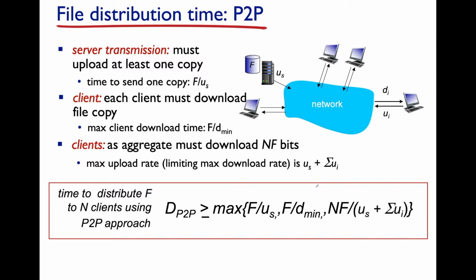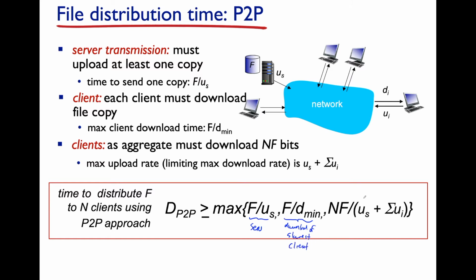And so the time it takes to distribute F to n many clients in this peer-to-peer approach is going to involve bottlenecks from three different sources. One is going to be the server. So here, F upon U_S, that's going to be the server. The other is going to be the download of the slowest client.